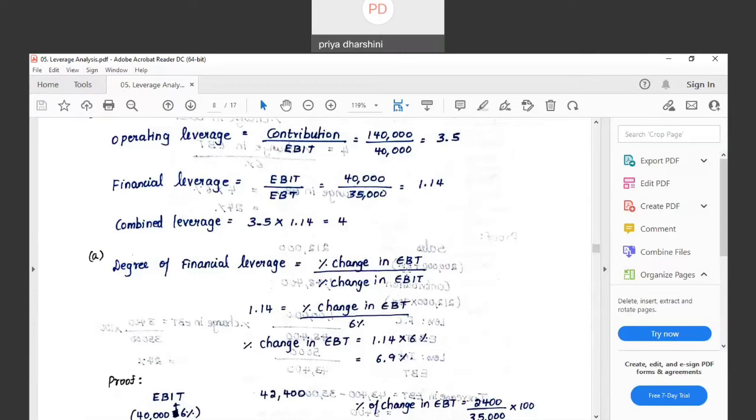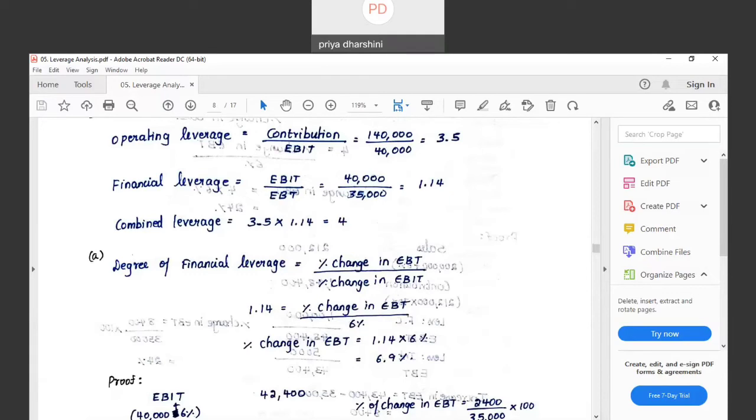What information is given in the question? By what percentage will the taxable income, which is EBT, earnings before tax, increase if EBIT increases by 6%? So percentage change in EBIT is 6%. How much will be the percentage change in EBT then? It will be 6.9%. They are also asking you to verify the results.